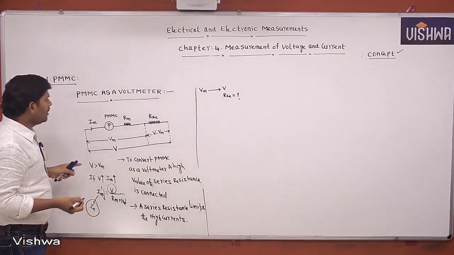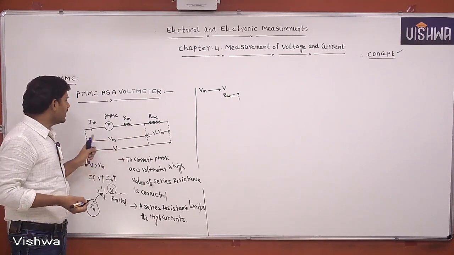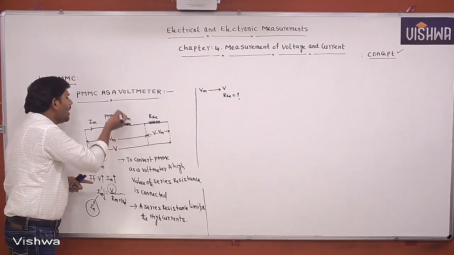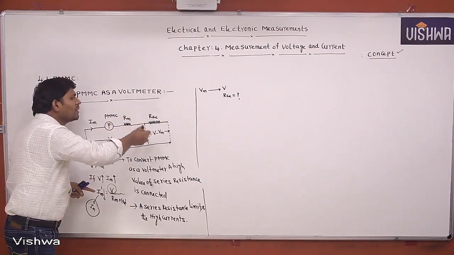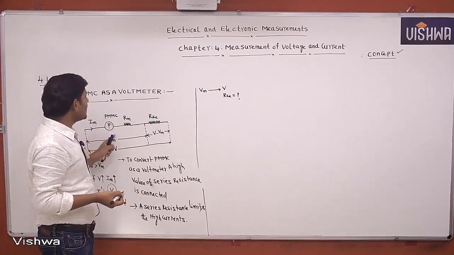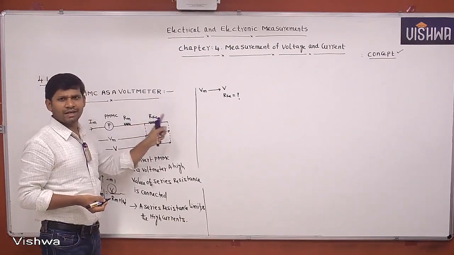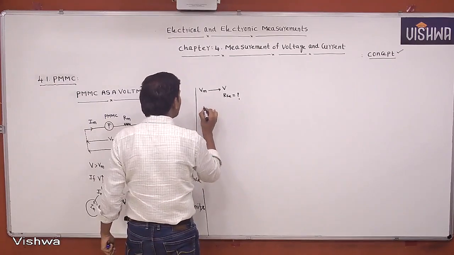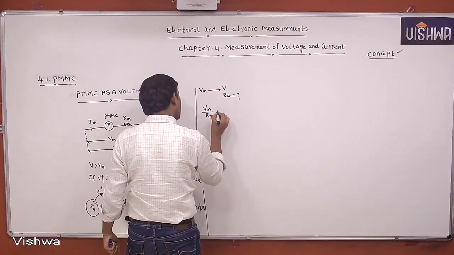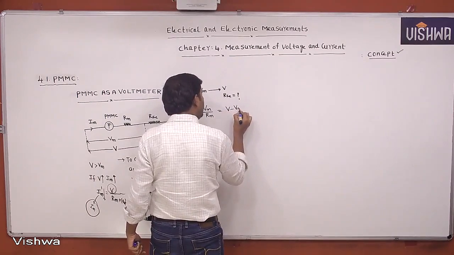Here we don't have any parallel branches. Apply the series branch concept. In a series branch, current remains the same, meaning whatever current passes through the meter, the same current passes through the series resistance. The current in the meter is Im, and the current in the series resistance is also Im because it is a series. The meter current equals Vm by Rm, and the current in Rsc is also the same, which we can write as (V minus Vm) by Rsc.